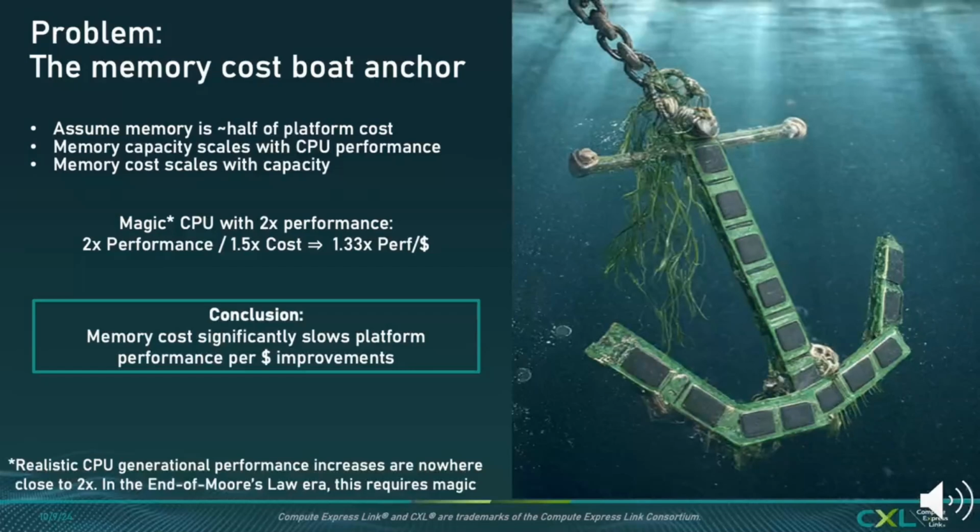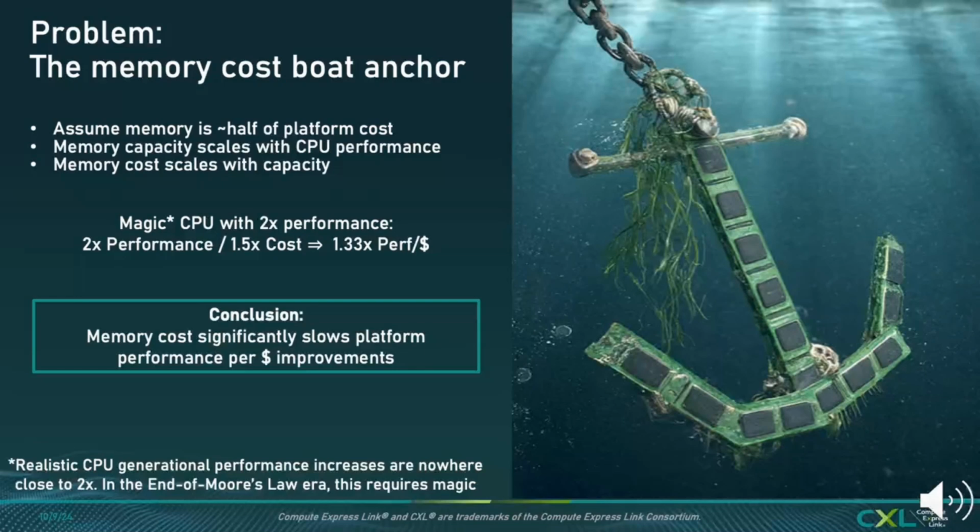Memory cost is a significant problem for new platforms. To illustrate this, think about a modern platform where memory is half the cost of the platform. That's not always true. Some platforms populate more memory, some populate less memory. The cost of memory fluctuates in the market. But if you think about memory as half a platform cost, it makes the rest of the math simple and it won't lead you too far astray.